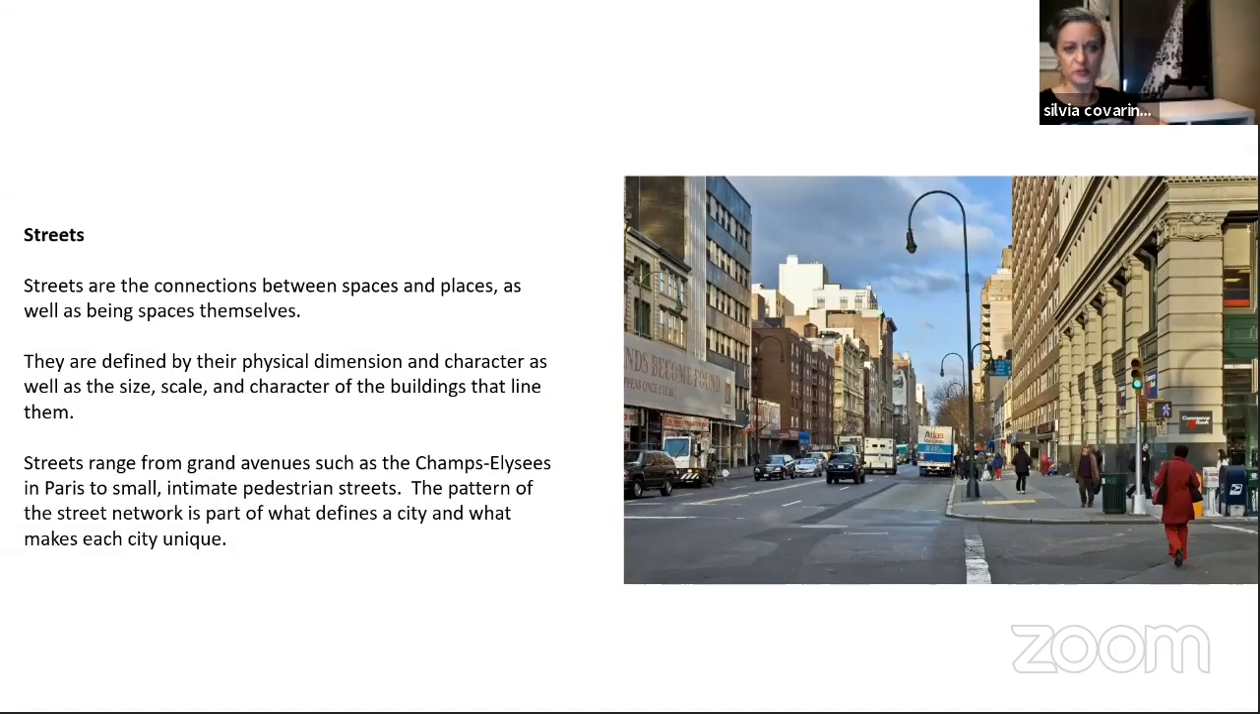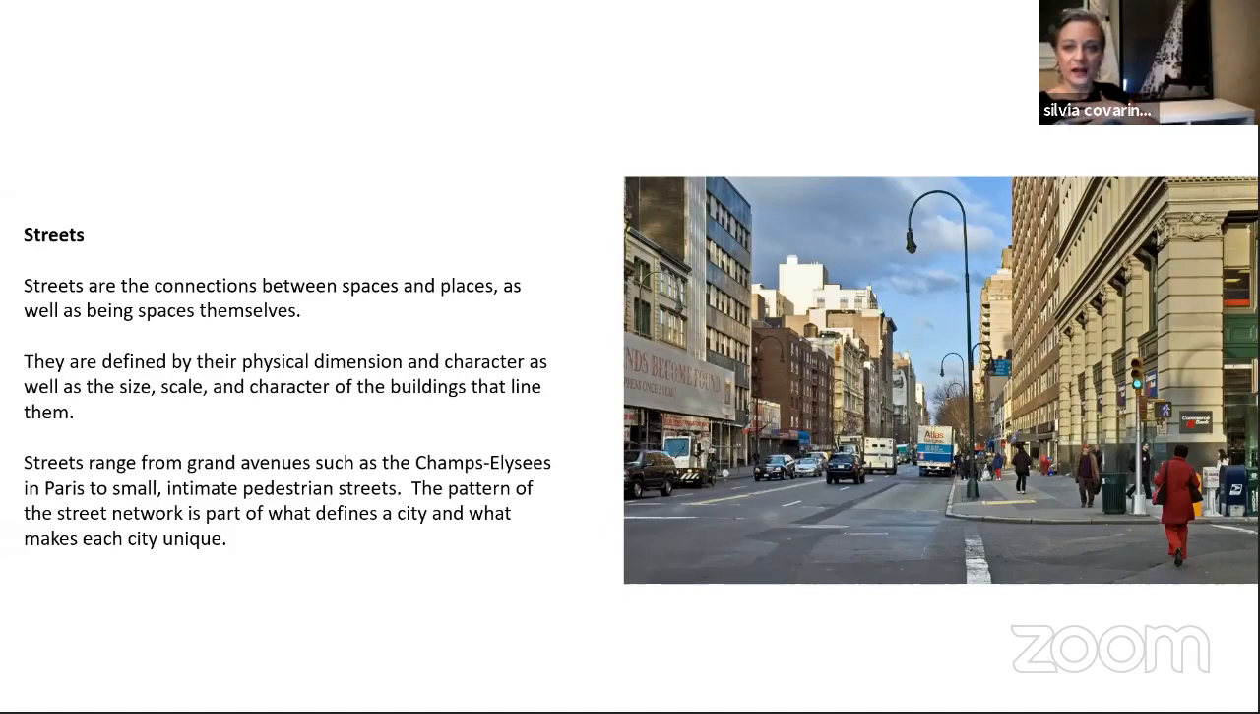Streets are the connection between space and place, and also spaces themselves. They are defined by their physical dimension, by the section of the street, its character, the size, scale, and character of the buildings, and the light, because of course streets are related to buildings. Streets range from grand avenues, for example the Champs-Élysées in Paris, to small intimate pedestrian streets. It doesn't matter. All of them are paths, if we are using the language of Kevin Lynch.